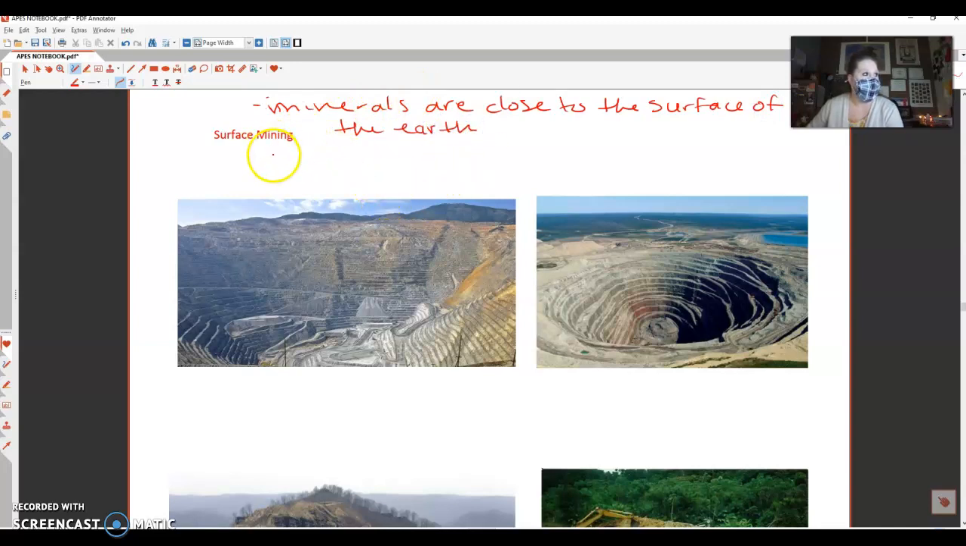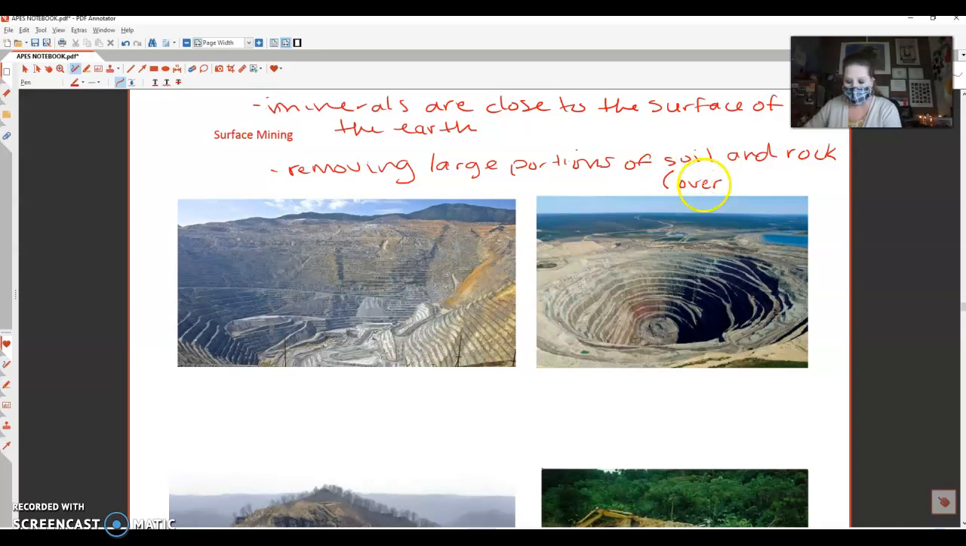Okay, now, typically what you're going to see here is we have to remove large portions of rock and soil, and that has to be put somewhere. So there typically is going to be a lot of waste associated with mining as well. So we are removing large portions of soil and rock. Now, this large portion of soil and rock we call overburden.